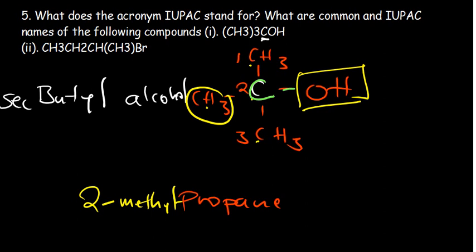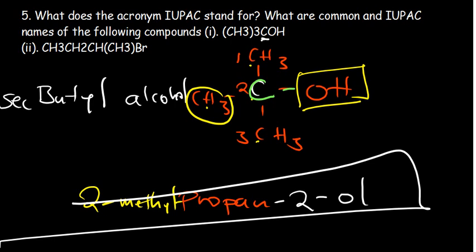So alcohol changes the family name. It's no longer an alkane, but it becomes an alcohol. So we show it this way by, first of all, removing the E from ANE, and then I'll put 2 to denote that it's connected at carbon 2, and then OL at the end showing that it's an alcohol. So the IUPAC name is 2-methylpropan-2-ol. That's how we come up with it.